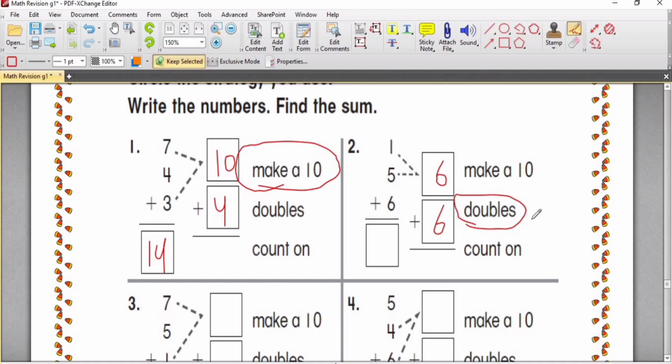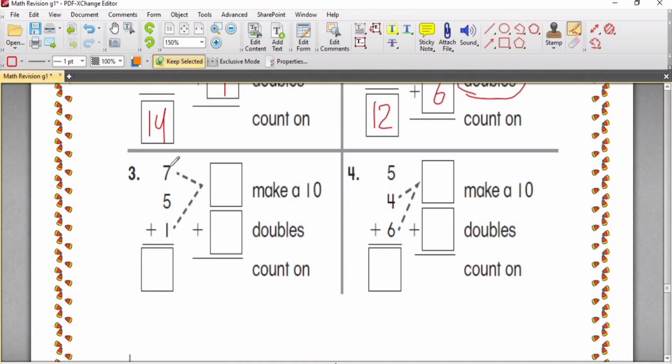What's the sum of 6 plus 6? Come on, count and tell me. I'm waiting for your answer. Great, that will be 12. Super, my dears. Okay, here he made a line for 7 and 1. So 7 plus 1 equal 8. Great. And let's write the other number here. 8 and 5. So when we have 8 and 5, here we make 10, doubles, or count on. We didn't make 10, we don't have doubles, so of course that's count on. Okay, now count. 8 plus 5 equal? Yeah, that will be 13.